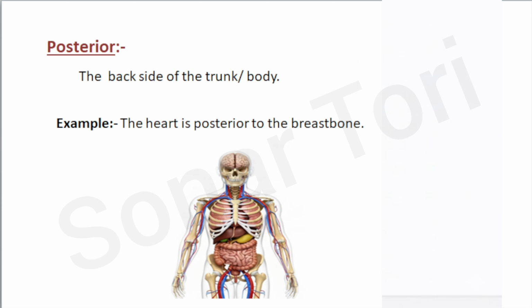Then posterior position. When any organ or body part is placed at the back side of the trunk or body, it is called posterior. For example, the heart is posterior to the breastbone. See this figure, this is the heart and this is the breastbone. So obviously the breastbone is placed in front of the heart and the heart is present behind the breastbone. So that's why we can say that the heart is posterior to the breastbone.